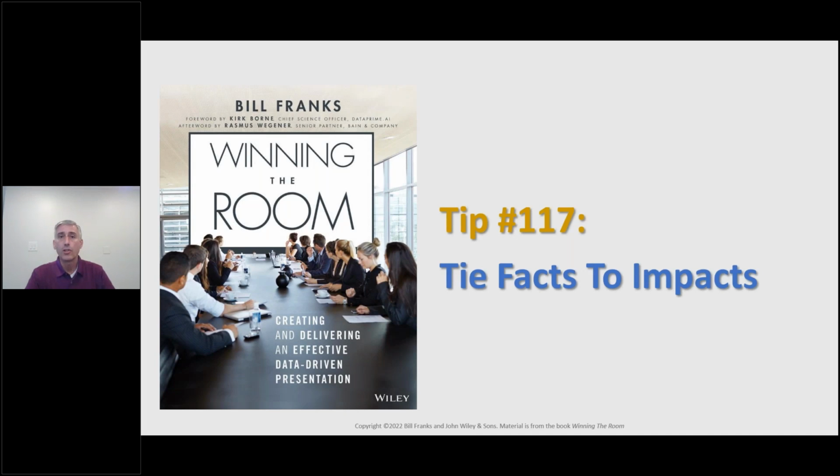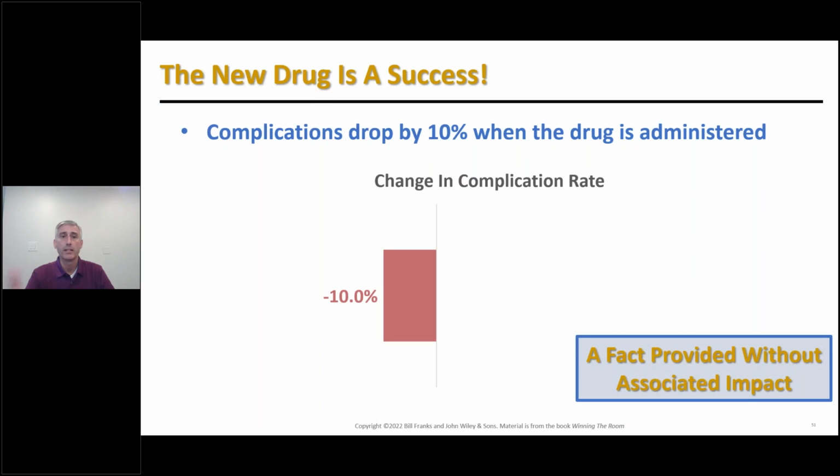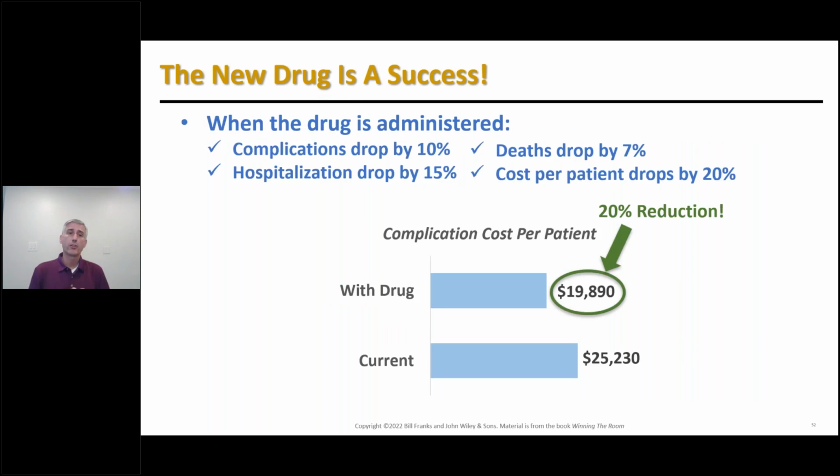Also, make sure as you're doing your final presentation, you're always tying facts to an impact. Here's a terrific fact. If we're dropping complications by 10%, that sounds great. But in the end, you need to get more than that. You need to figure out how that translates into hospitalizations and deaths, and equally or more important, cost per patient. Here it's really obvious there's a 20% reduction, there's a dollar value on that.